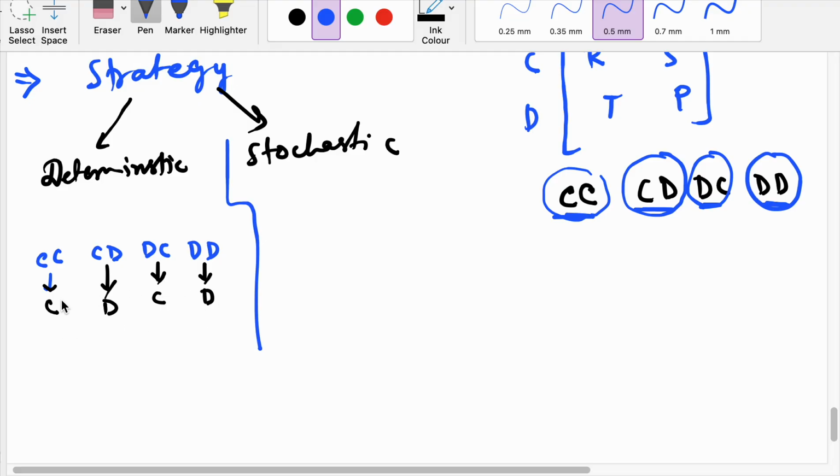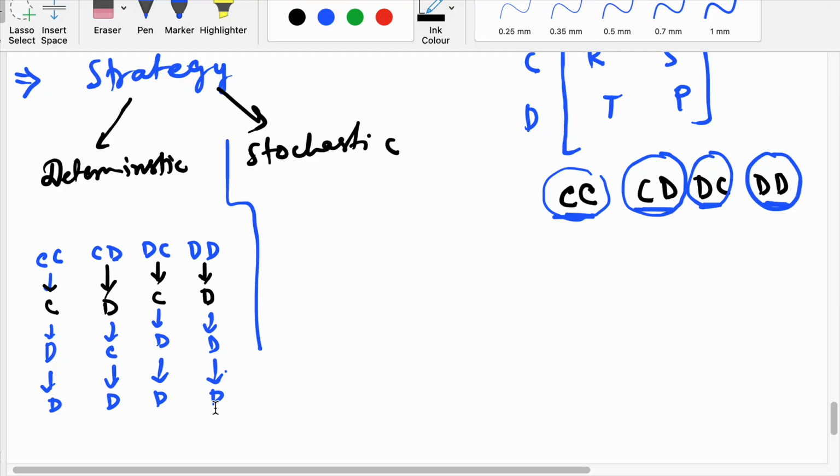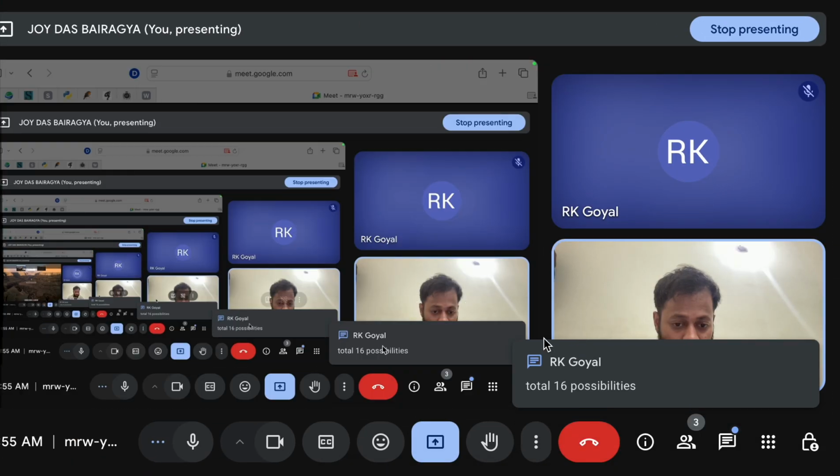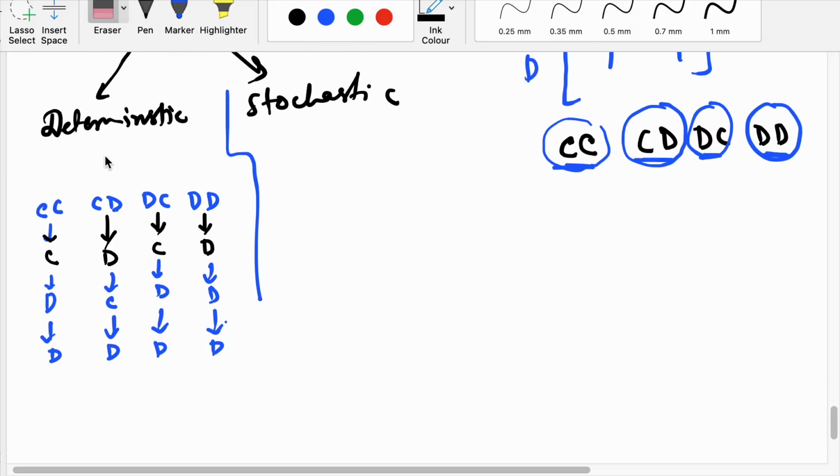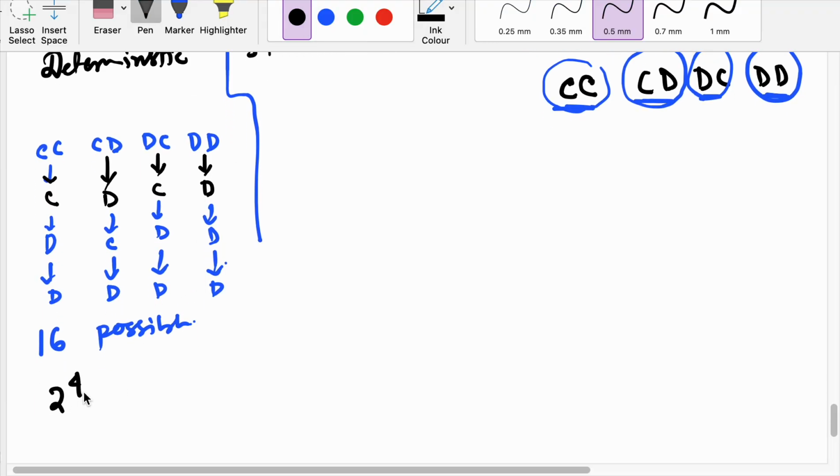Now it could be anything else also. Maybe here D, here C, here D, here D. Maybe also all D, everywhere all D comes here. Now guess how many deterministic strategies are possible here? Exactly, a total of 16 possibilities. That means 2 to the power 4 possible deterministic strategies only.